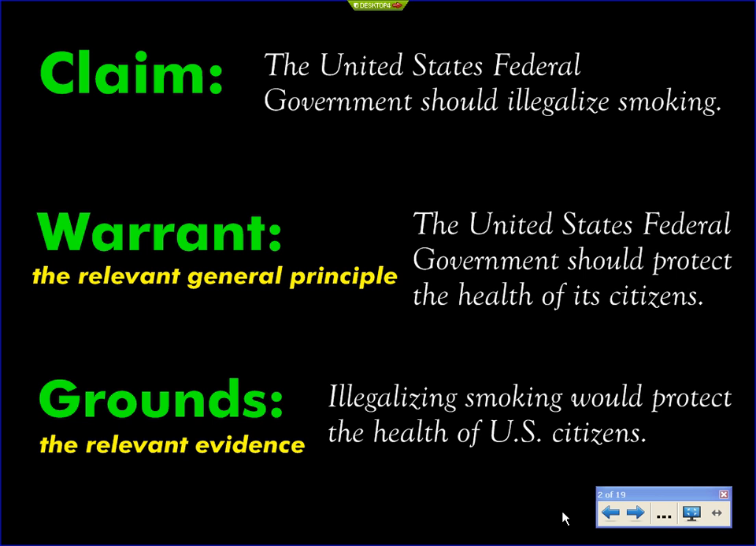Your claim is the first line. If constructed properly, according to the rules that we talked about yesterday, your claim is fine, and does not require any sort of tooling or revision. So I've got an example up here, and I'll work through the example to demonstrate the model. The United States federal government should illegalize smoking.